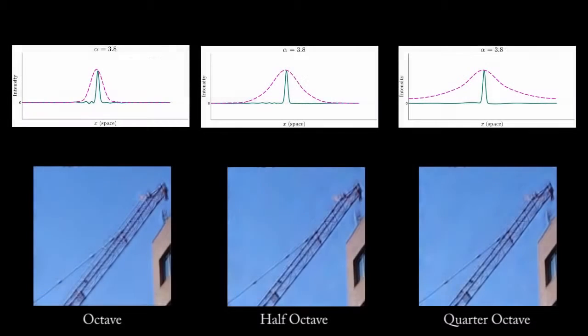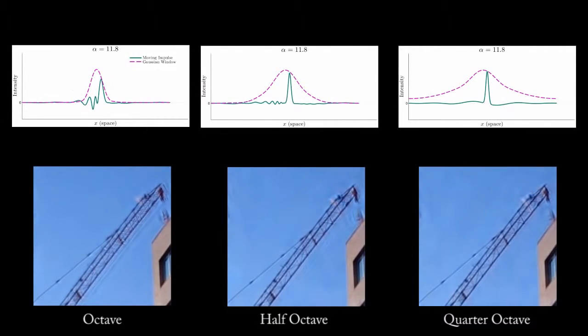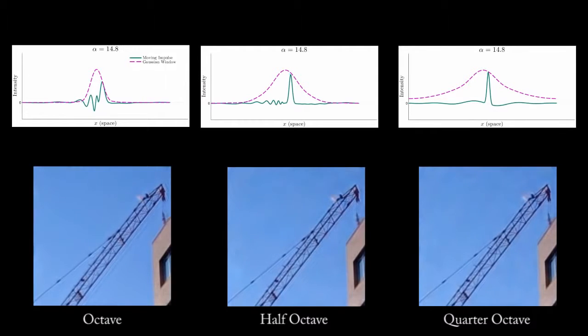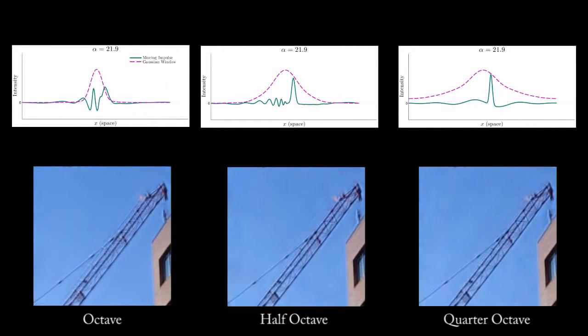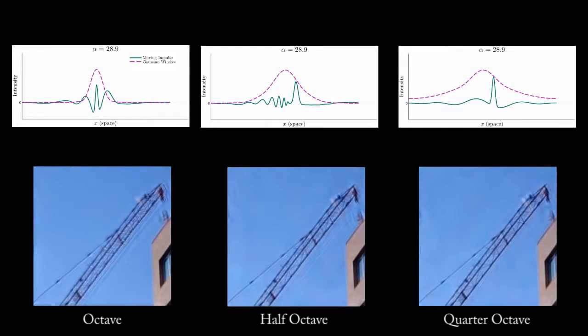The artifacts that we see in the synthetic example also occur in 2D natural sequences, and are reduced as we increase the number of filters. In this side-by-side comparison, there are fewer artifacts when the video is processed using the half and quarter-octave pyramid representations.